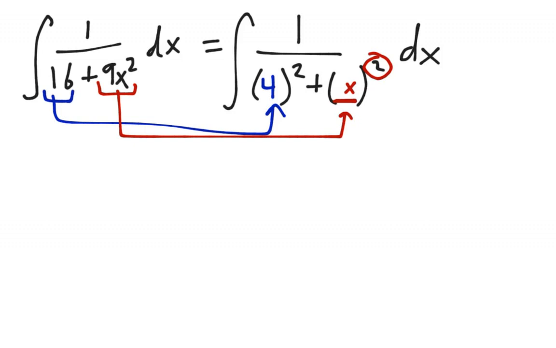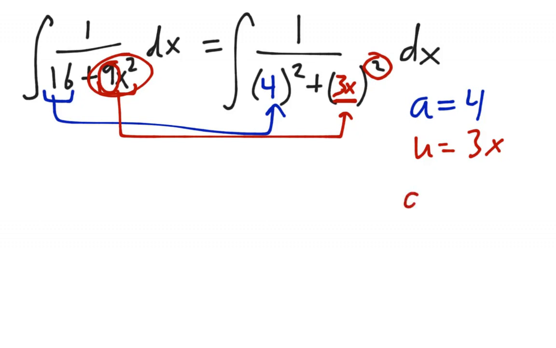And so the 9, when it goes inside these parentheses, will become a 3. And so you can check, like, 3x quantity squared will get you the 9x squared, but you have to remember to take this constant term, the 9, and change it into a 3. So we have our a value, it's 4. We have our u value, which is 3x. And now we do our du, which is 3 dx.